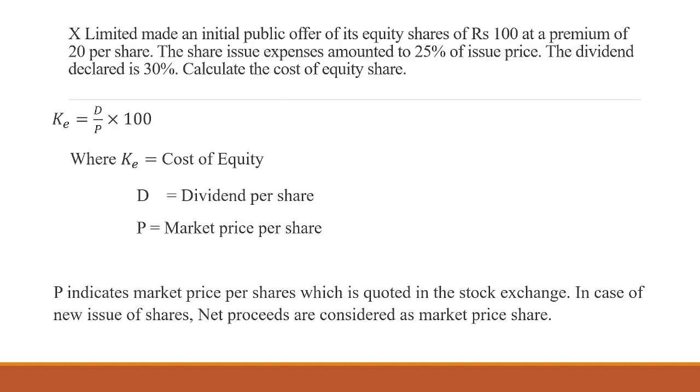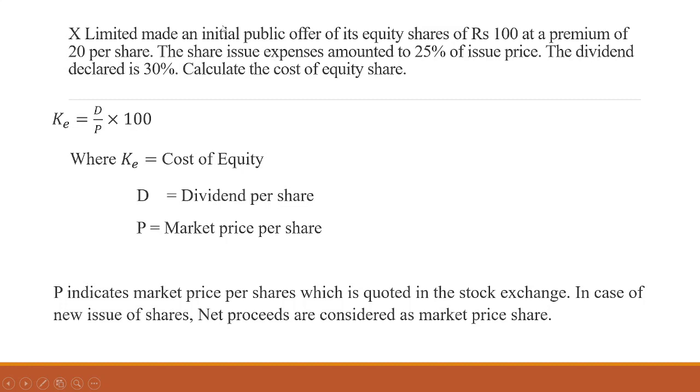Now when it comes to a share which is issued recently, the problem is: X Limited made an initial public offer of its equity shares of rupees 100 at a premium of rupees 20 per share. The share issue expenses amounted to 25% of the issue price. The dividend declared is 30%. Calculate the cost of equity shares. Now under the dividend yield method, we can calculate the cost of equity shares. KE, cost of equity, is equal to D divided by P into 100, where KE is the cost of equity, D is the dividend per share, and P is the market price per share.